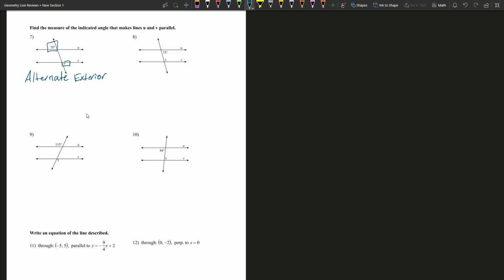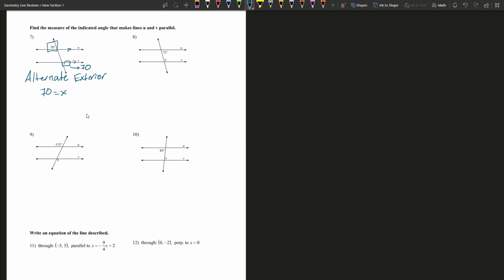Because they are alternate exterior, if these two things are equal, then the two lines are parallel. So we'd set 70 equal to x. So this angle right here has to equal 70 degrees for lines U and V to be parallel. Those are the converse theorems that we went over. That was like the last day of actual content.